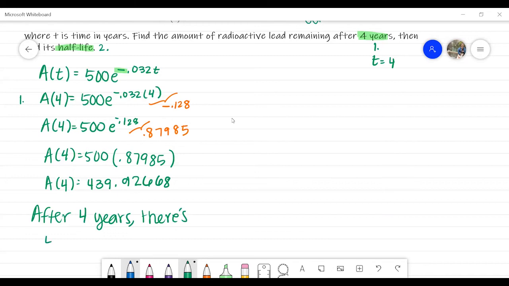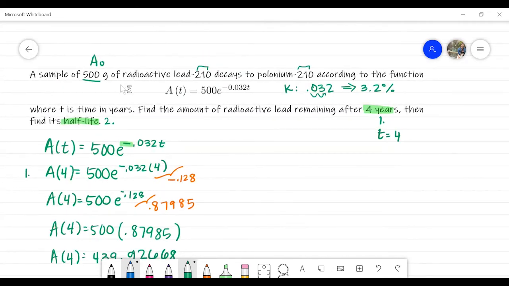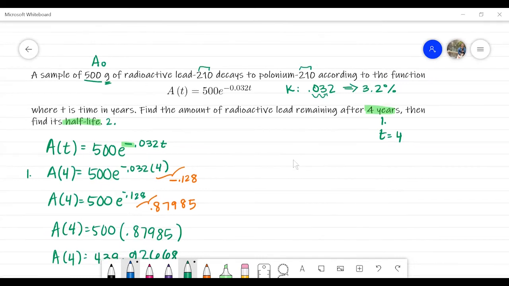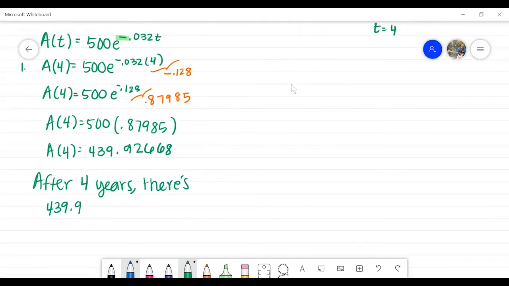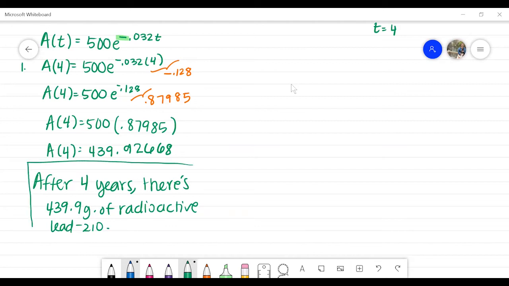If we round that, we can say that after 4 years, there's 439.9. I believe this was measured in grams. Yes, in grams of radioactive lead-210. So that's the first part that this question was asking you about. It is a decay question.